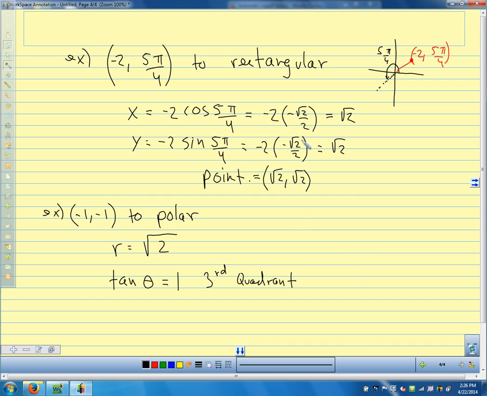Yep, here's your hint. Sine and cosine are equal. 5 pi over 4. So the point here is square root of 2, 5 pi over 4. So (-1, -1) in rectangular coordinates is square root of 2, 5 pi over 4 in polar coordinates.